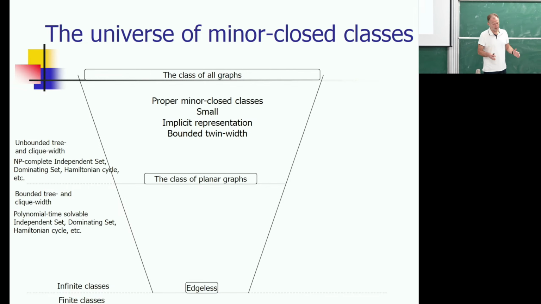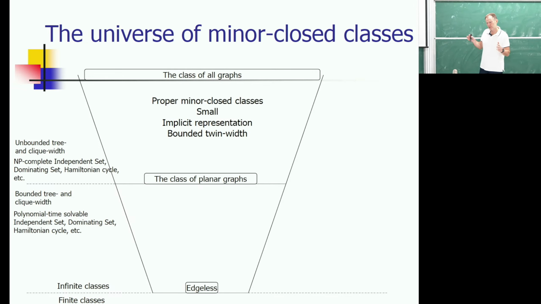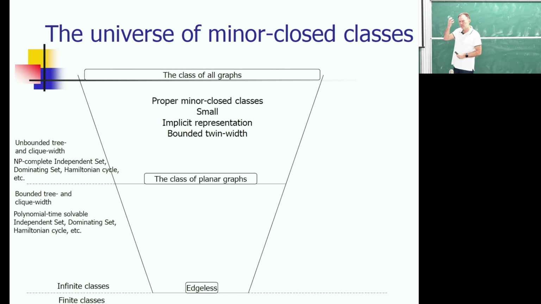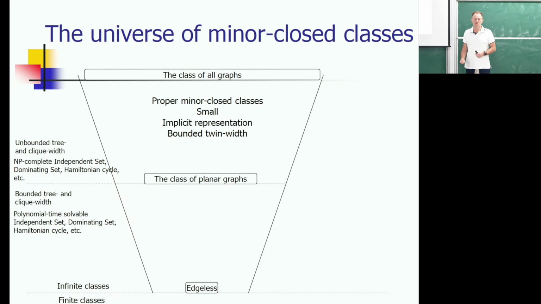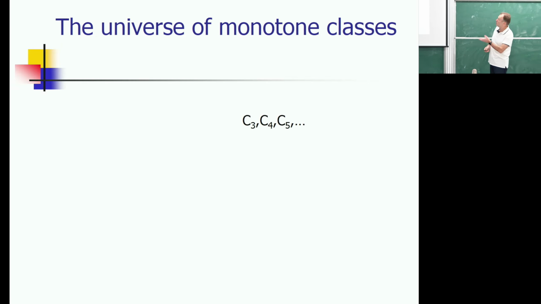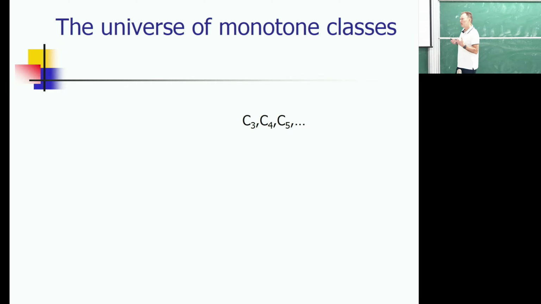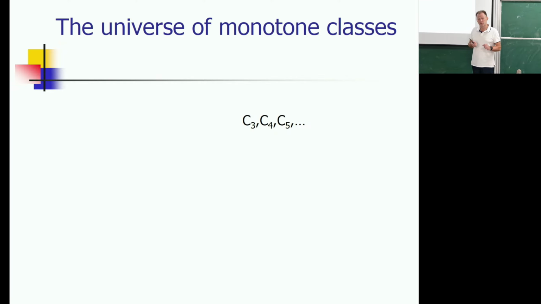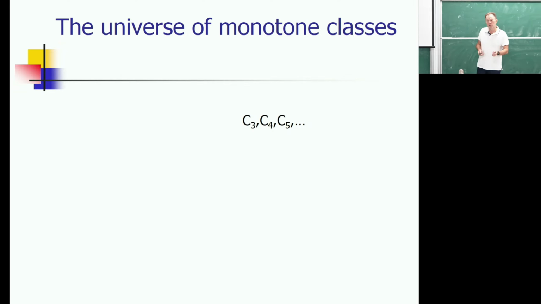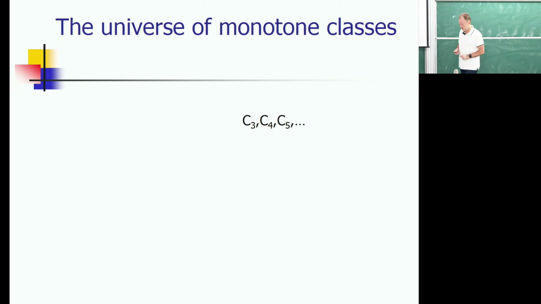are no infinite anti-chains of graphs, and as a result there are no infinite strictly decreasing sequences of classes, which is not the case for the universe of monotone classes, where we find, because the subgraph relation is not a well quasi-order, there are infinite anti-chains, and cycles present one of the most simple examples of an infinite anti-chain with respect to the subgraph relation.